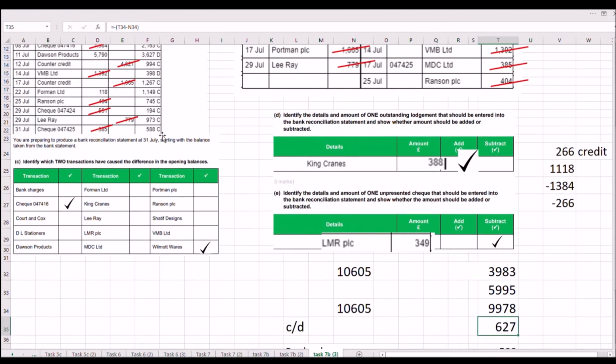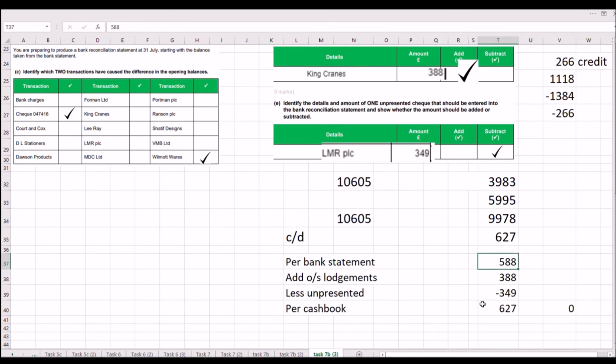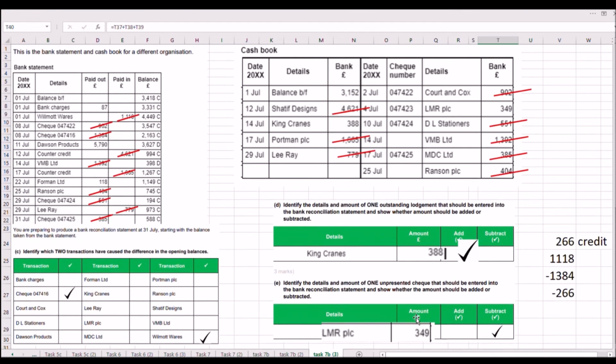I've got a credit figure in the bank statement here, which is really a debit figure from the company's perspective. So I've got debit 588, starting with there. I add on the outstanding lodgement, I take off the unpresented cheque. This gives me, per the cash book, 627 debit in here, and the brought forward figure down in the cash book, 627 debit. Now I know then that I've reconciled the question. I then know that every single thing that I've done in this question is absolutely right, because I've done the full bank reconciliation here.